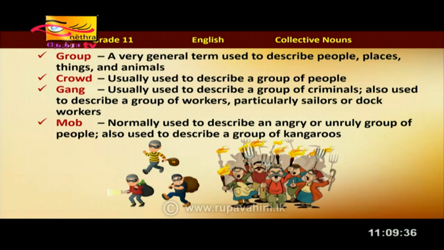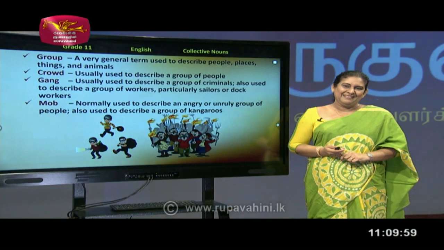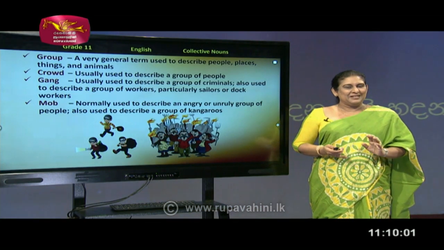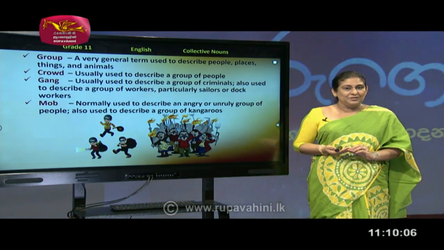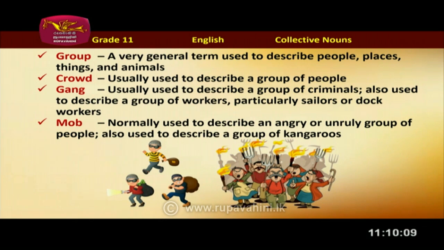And the mob, that is unruly people, right? You have seen on the news also, a mob of people shouting, protesting. So normally we use mob to describe an angry or unruly group of people. And of course, we use this for kangaroos as well. Mob of kangaroos. So what are the new words you learned, children? Group, crowd, gang and mob. Hope you can remember all of what we have discussed so far.